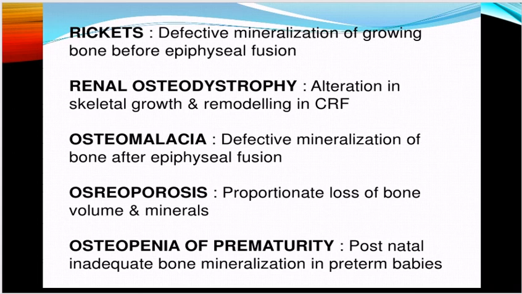Osteoporosis is a proportionate loss of bone volume and minerals. Osteopenia of prematurity is a postnatal inadequate bone mineralization in preterm babies.